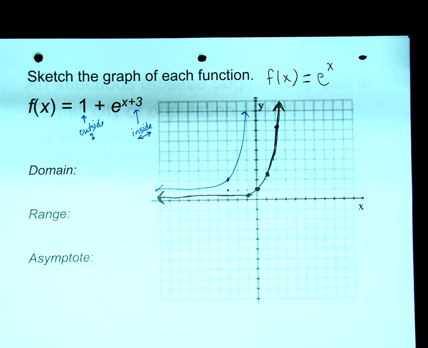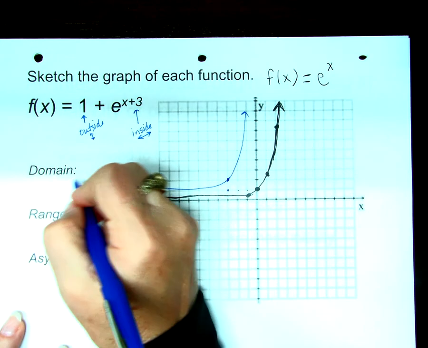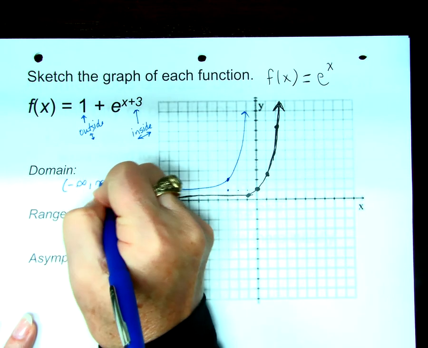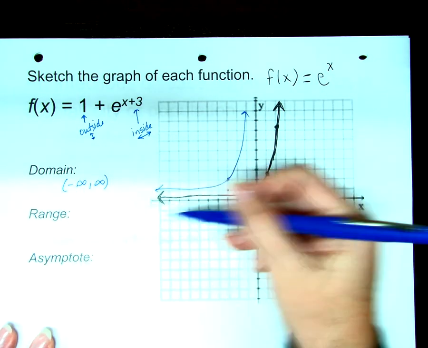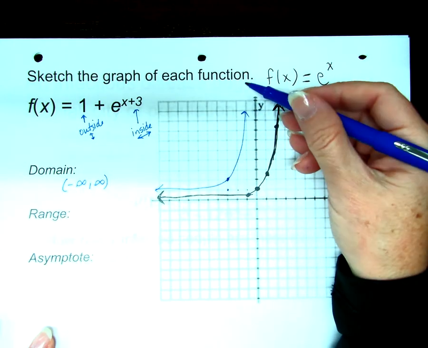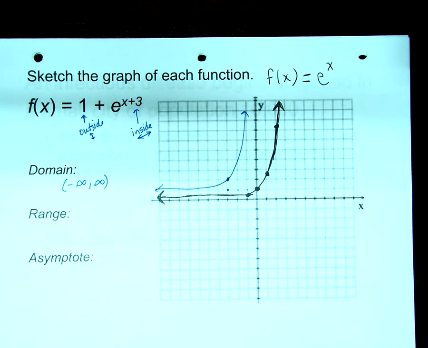Now when I look at my domain, I know my domain of exponential functions is going to be negative infinity to positive infinity, all real numbers, because it goes all the way left and all the way right. Even when it looks like it's just going straight up, I also know it's going to the right as well.